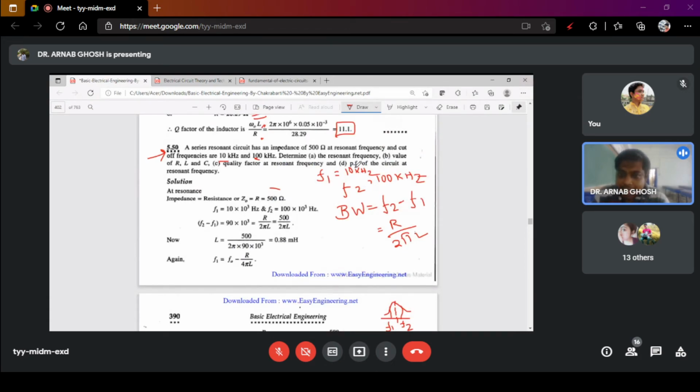See, I explained this last day itself that the power factor of the circuit at resonant condition is equal to 1, because your net reactance is 0. So your impedance is equal to the resistance. So the power factor of any circuit at resonance condition will always be equal to 1. So you need not calculate this. What was important was calculating this resonant frequency from this F1 and F2.